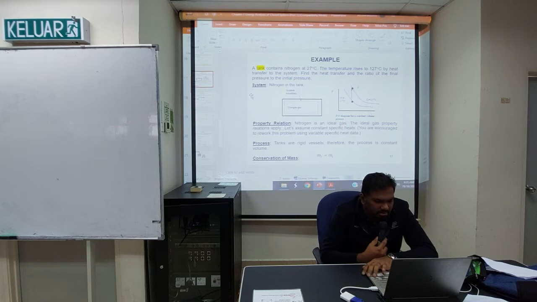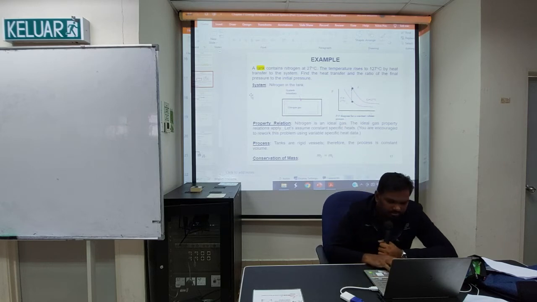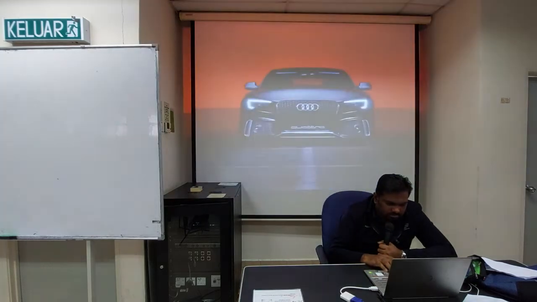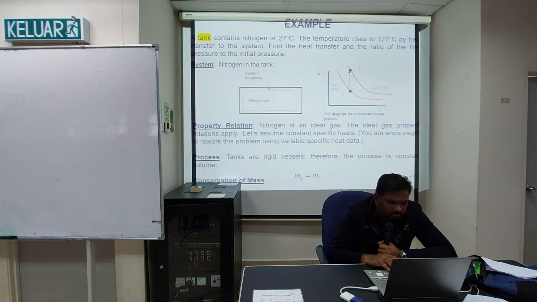Okay, so we will continue with this example. A tank contains nitrogen at 27 degrees Celsius. The temperature rises to under 27 degrees Celsius by heat transfer to the system. Find the heat transfer and the ratio of the final pressure to the initial pressure. Okay, so the question is given like this.